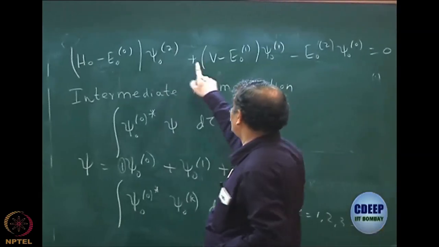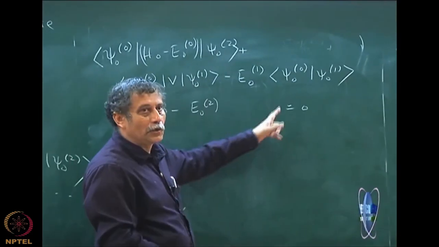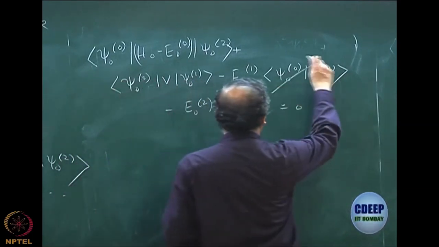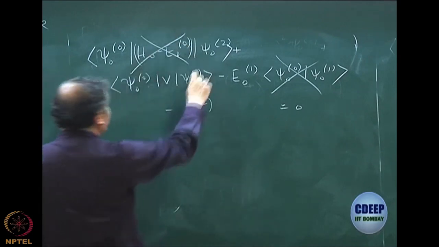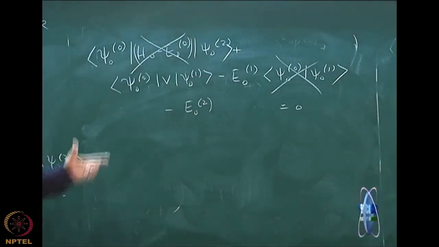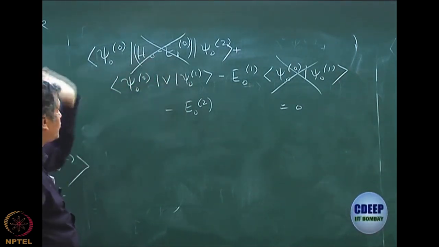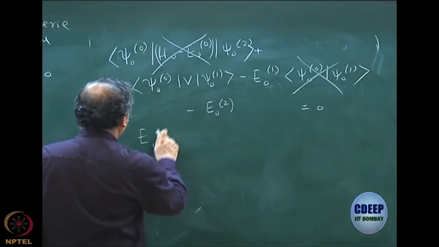So, I have written psi 0 0 V psi 0 1 minus E naught 1, which is a number that comes out, times psi 0 0 psi 0 1. Quite clearly, you know the reason why I have written it now, because I can identify that this term is 0 because of intermediate normalization. So, I am working explicitly with intermediate normalization. So, this is 0. And this is 0 anyway, just as in the first case, because psi 0 0 is an eigenfunction of H naught with E naught 0 as eigenvalue. So, this is gone.